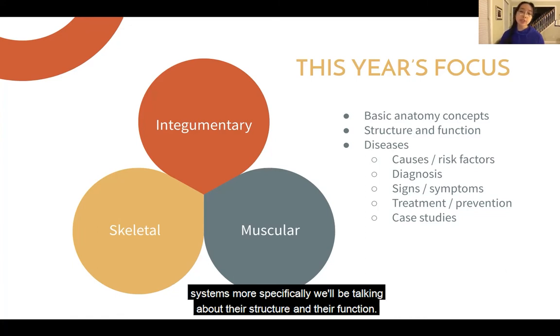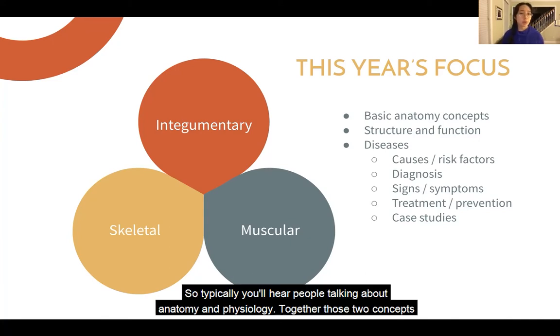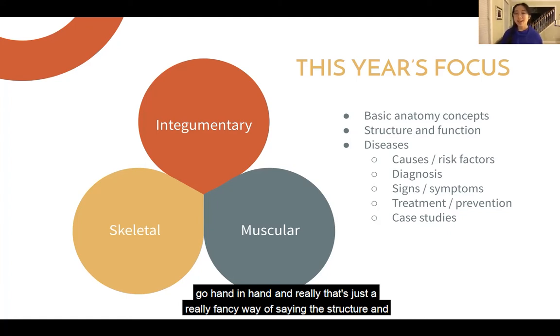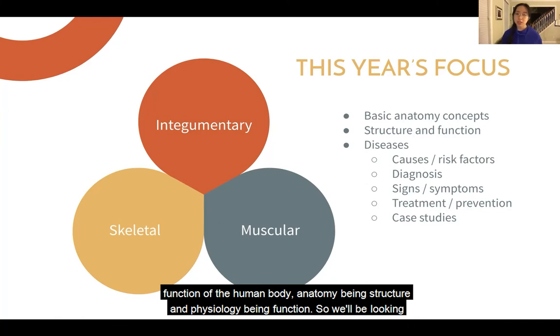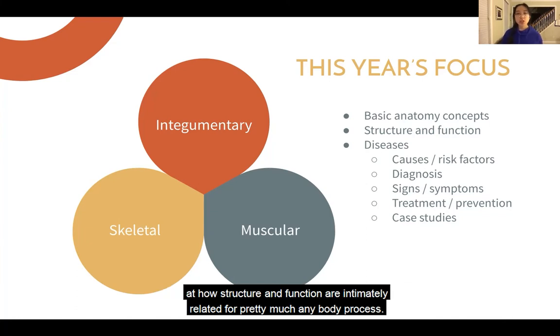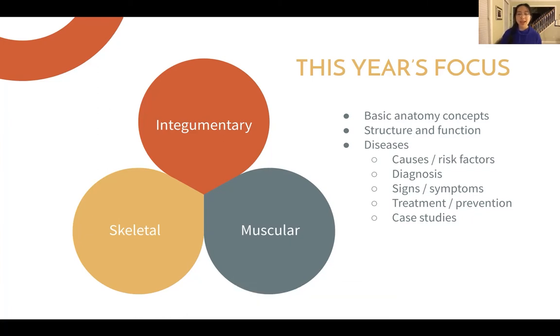And then for each of these three systems, more specifically, we'll be talking about their structure and their function. Typically you'll hear people talking about anatomy and physiology together, those two concepts go hand in hand. And really, that's just a fancy way of saying the structure and function of the human body, anatomy being structure and physiology being function. So we'll be looking at how structure and function are intimately related for pretty much any body process.